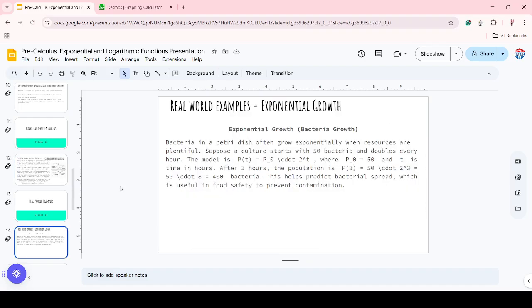We went over some real-world examples of exponential and logarithmic functions. Of course, we went over the bacteria in the petri dish, which I would like to do another quick example, just to see if we can get another solution. So let's just say we have our model P of t is equal to P subscript 0. Let's say that we have 150 bacteria to start out with in our culture. Let's say it triples every hour.